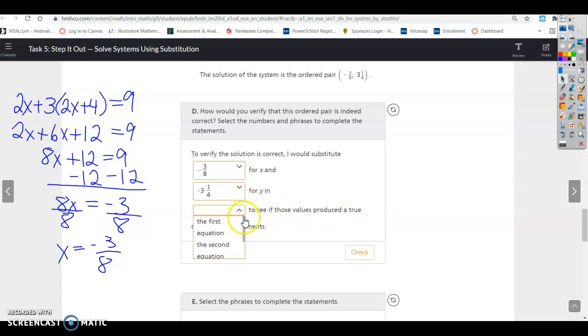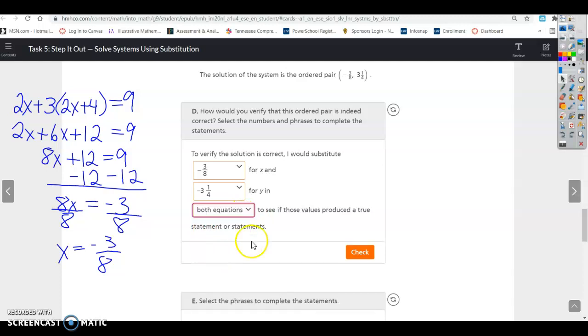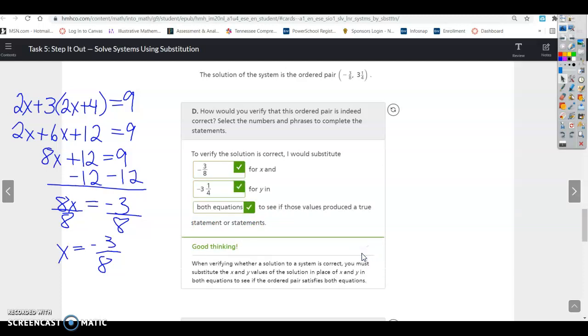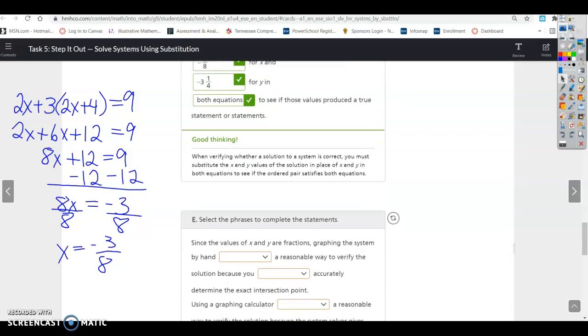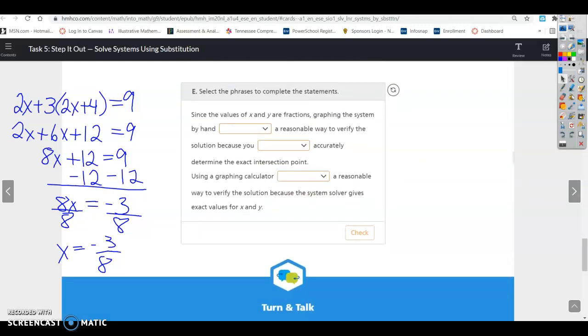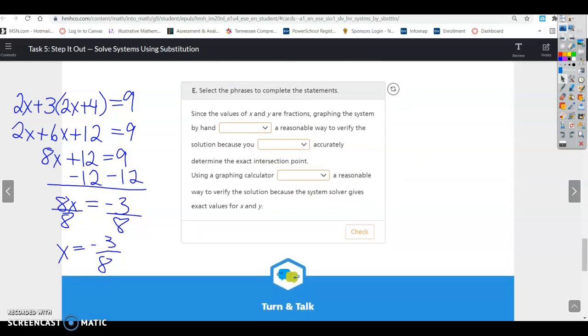Okay, so we have to put those in both equations because it has to make that true for both equations to be a solution of the system. If you put it in one equation, it's a solution of that equation. But to be a solution for the system, it has to work for both.